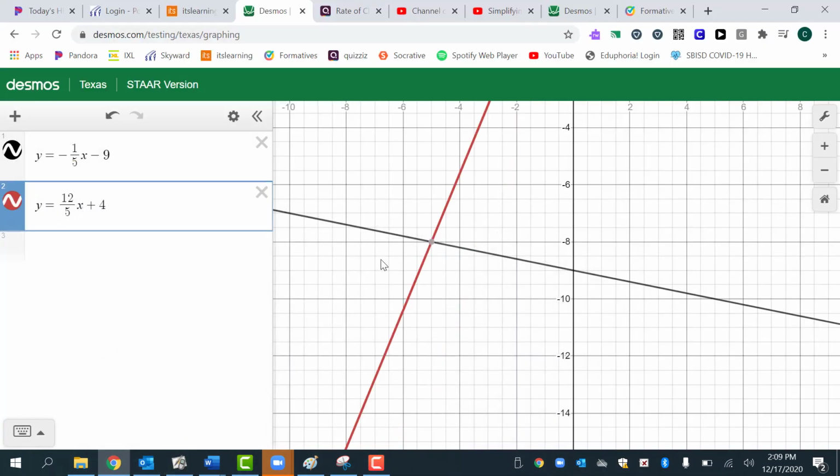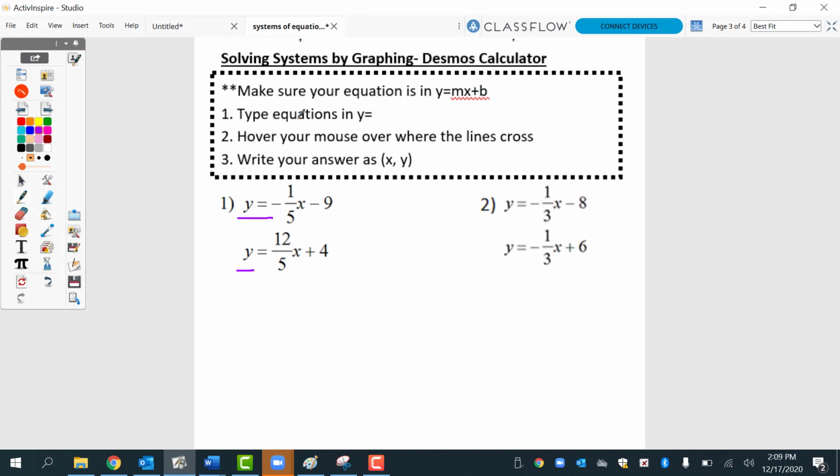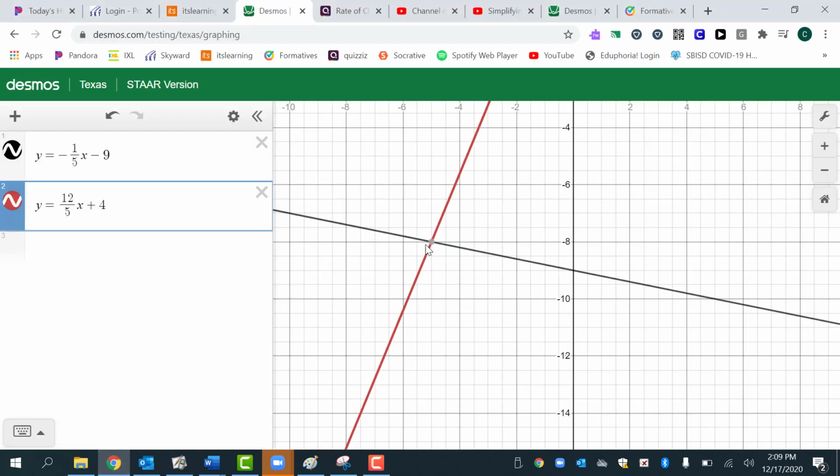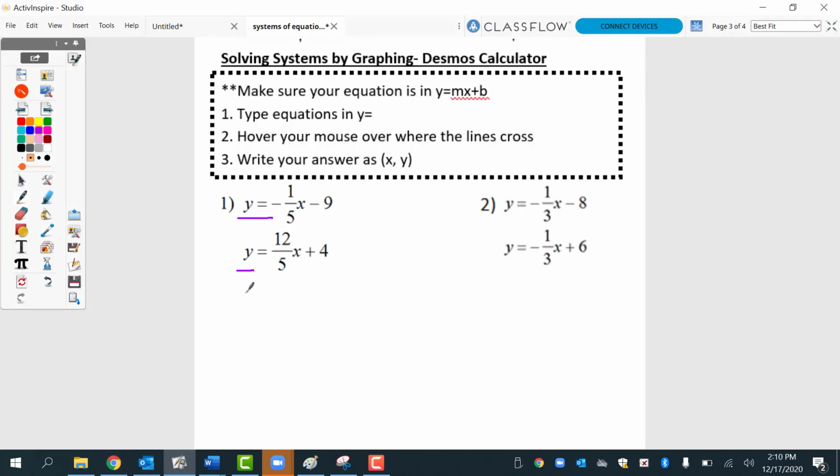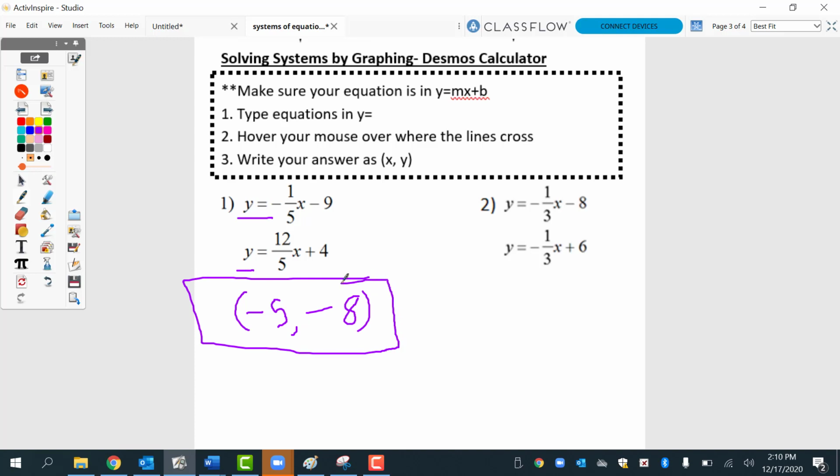So there's my two lines. I see that these lines touch. That's good. That means that there is a solution. So I'm hovering my mouse over where the lines cross, and Desmos is even nice, and they put a dot on it for you. See how I just moved my mouse over it? I didn't have to click on it, and it tells me the coordinates right there. It says negative 5 comma negative 8, and that's what I'm going to write as my answer. So parentheses, negative 5, comma negative 8, and that's my answer. Easy times.